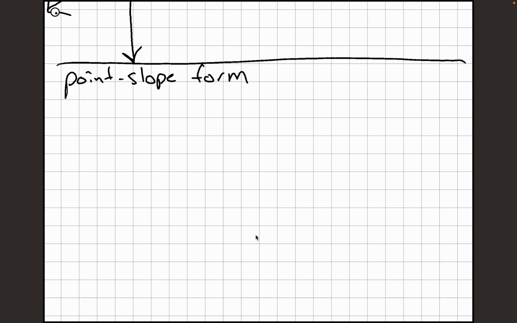Not quite. That's the standard form. We haven't learned this yet. It's going to be y minus y1 equals m(x minus x1). So this is going to be point slope form. Okay?